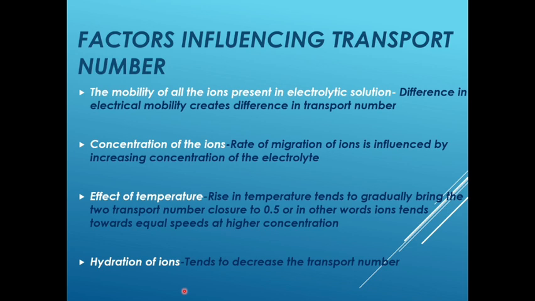Differences in electrical mobility create a difference in transport number. In case of sodium chloride, less than half of the current is carried by sodium ion and more than half is carried by the negatively charged chloride ions. Why does this happen? Because the chloride ions have higher mobility than the sodium ions. But the sum of the transport numbers for all the ions in solution always remains unity.